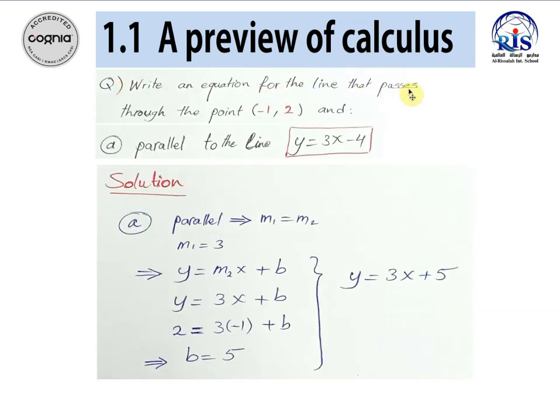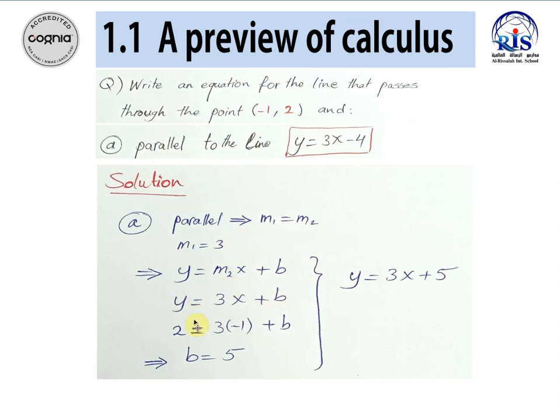Write an equation for the line that passes through the point (negative 1, 2) and is parallel to the line y equals 3x minus 4. I will take the slope from the first equation. Now we are asked to find the parallel line, so the slopes are equal to each other. So the slope m is equal to m1 equals m2, and m1 is equal to 3, so m2 equals 3.